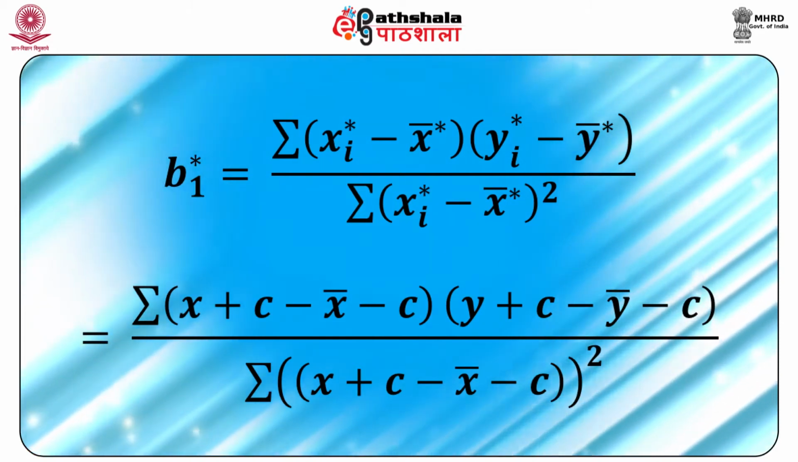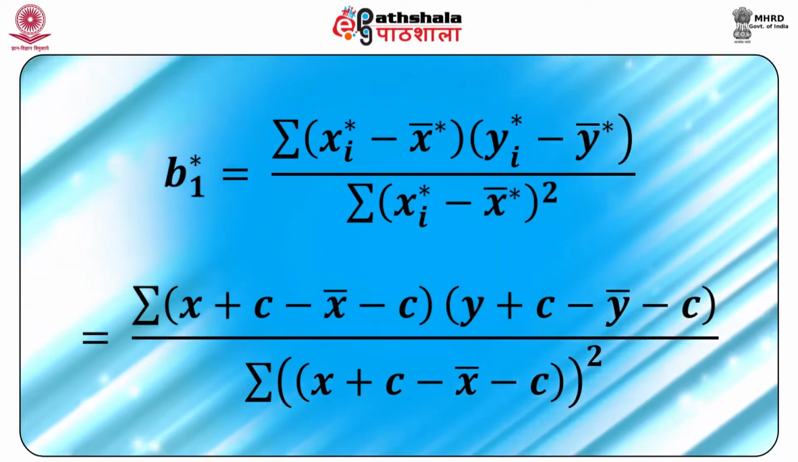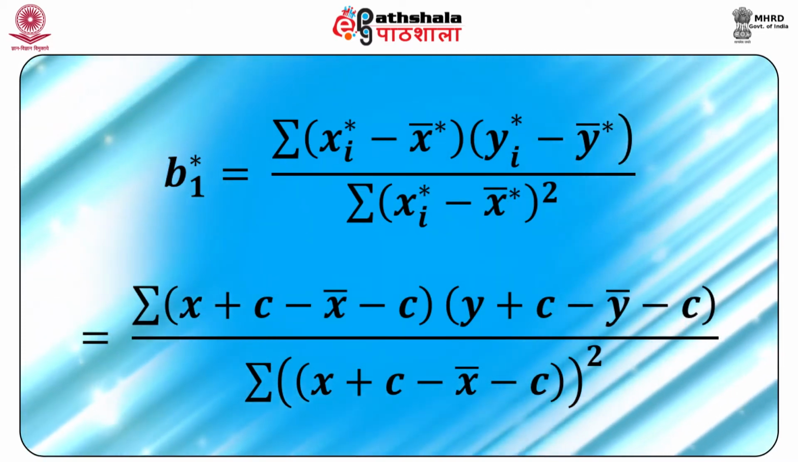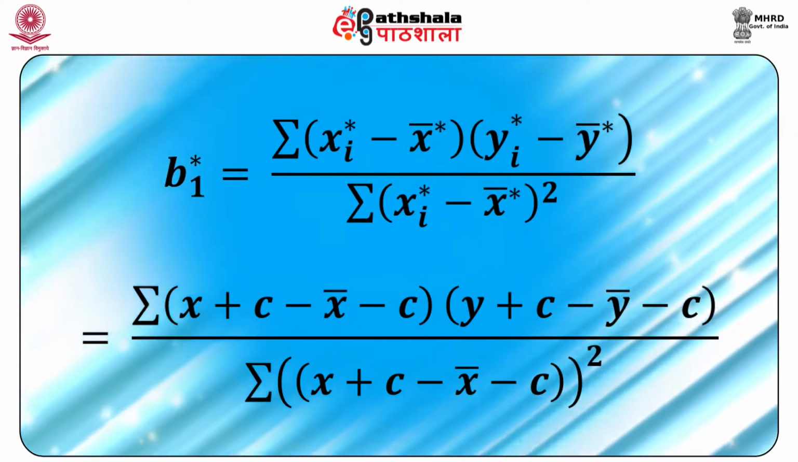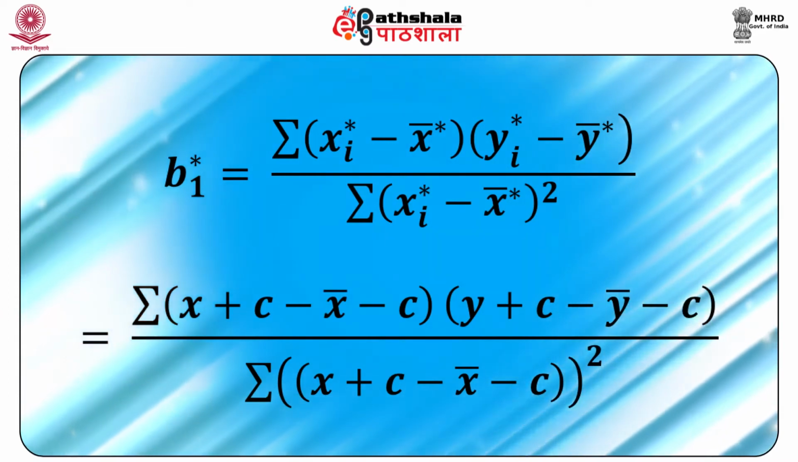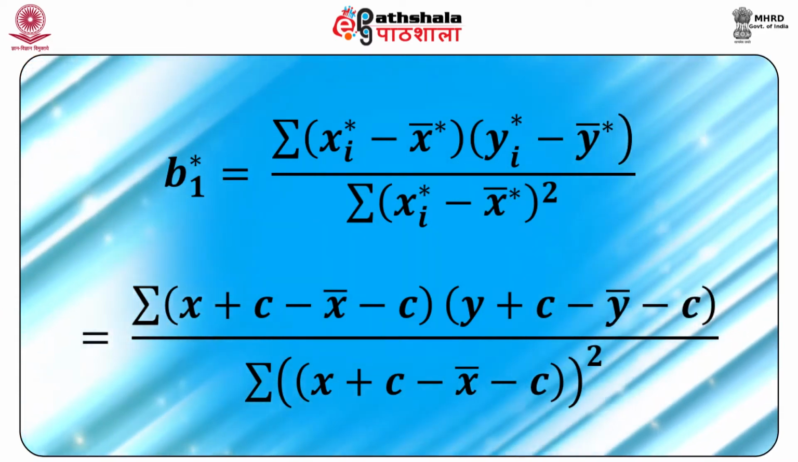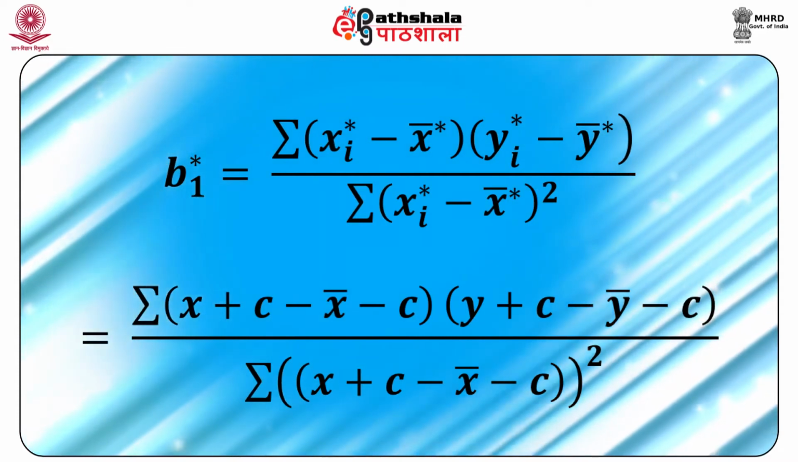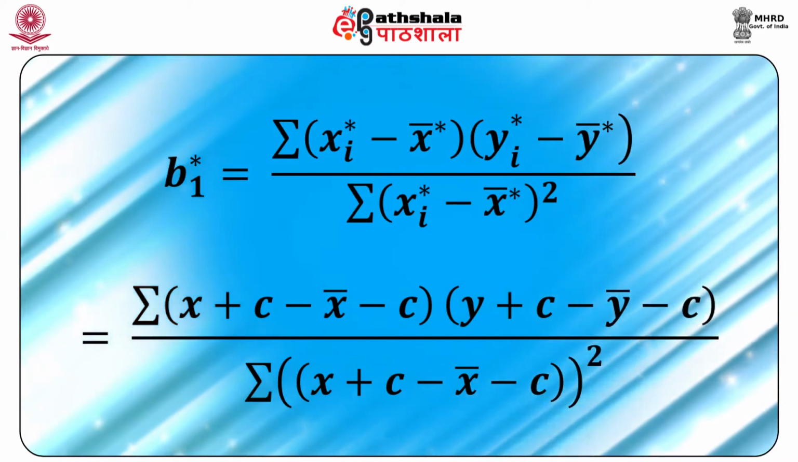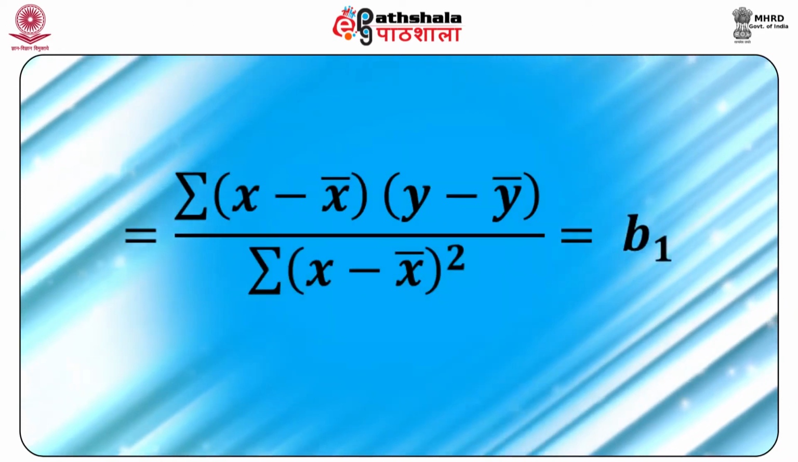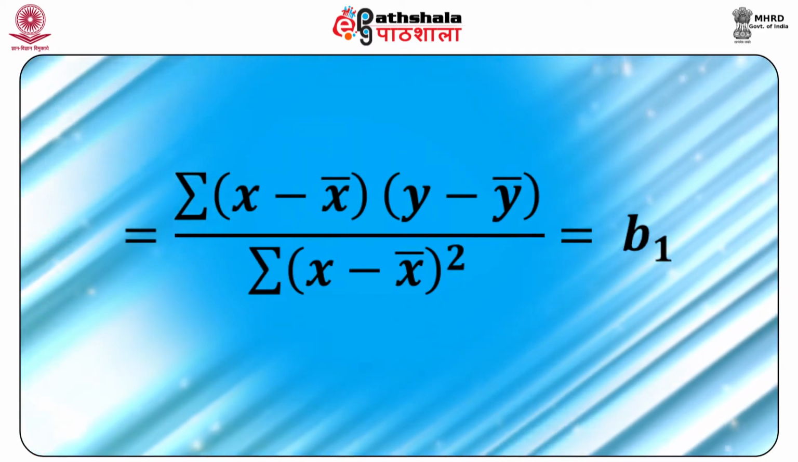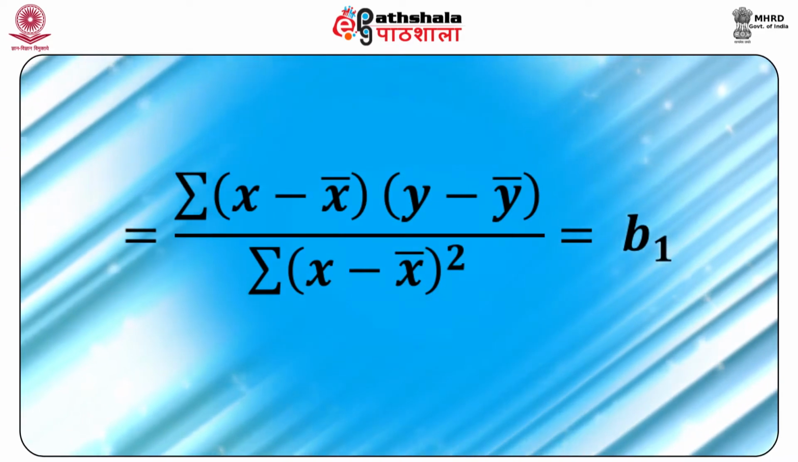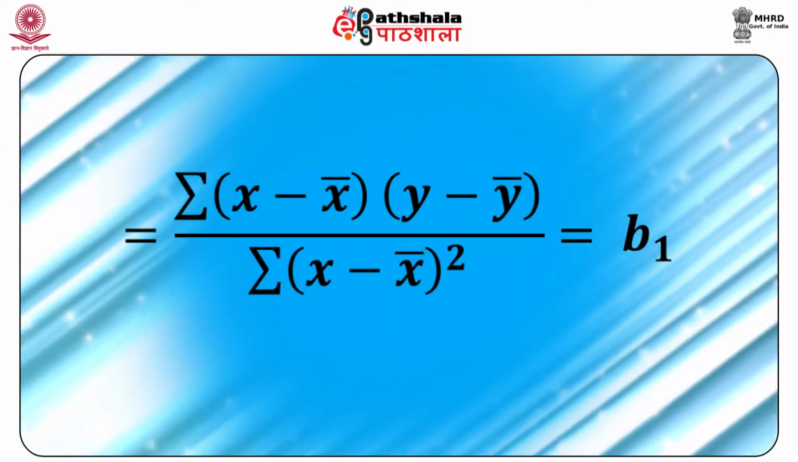Now, which on substitution of the values of x star and y star is equal to sigma x plus c minus x bar minus c into y plus c minus y bar minus c upon sigma x plus c minus x bar minus c whole square. So, in the numerator, what we obtain on simplification is equal to sigma xi minus x bar into yi minus y bar upon sigma xi minus x bar whole square, which is the same as b1.